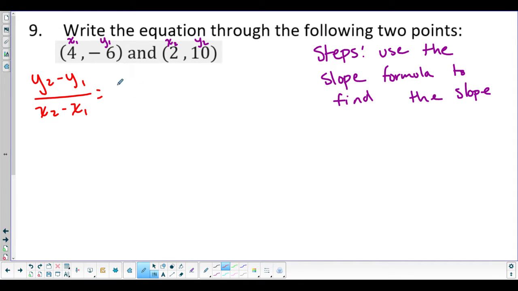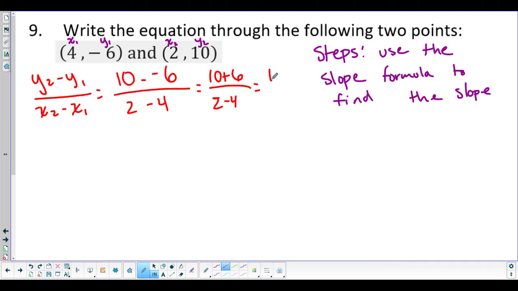Okay? Just math. And so basically what we have here is y2 is 10 minus negative 6, right? Minus y1, which was negative 6. All of that over 2 minus 4. Okay? Remember, anytime you see minus a negative number, that becomes add, right? Minus a negative is add. So this in total becomes 10 plus 6 over 2 minus 4, which is 16 over negative 2.